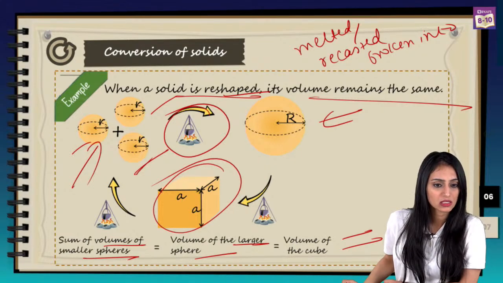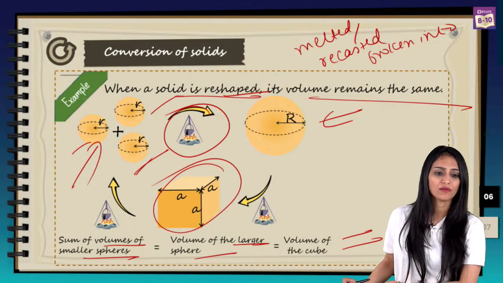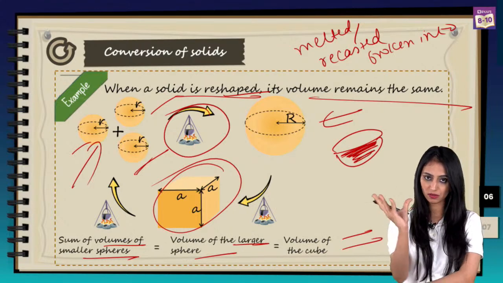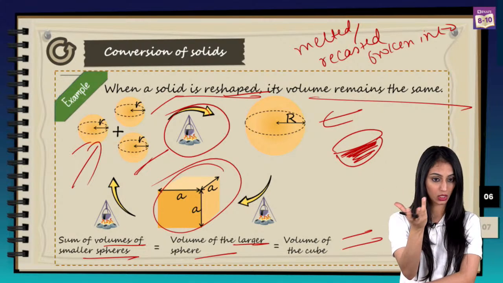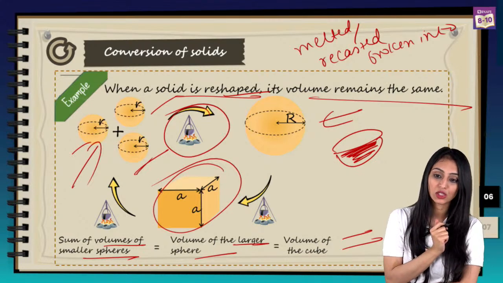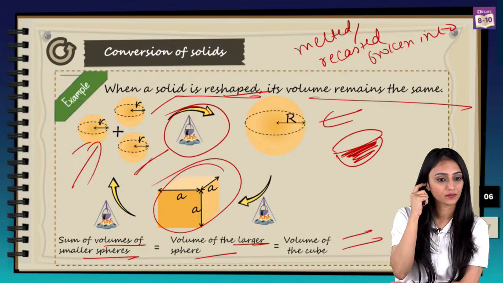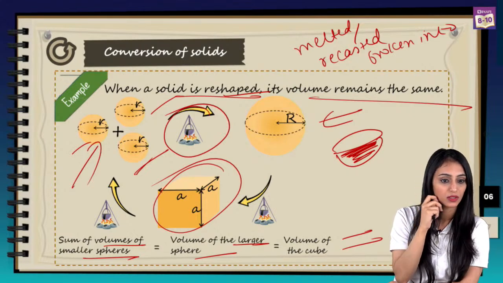Ma'am, when we see CSA of hemisphere, do we consider circle in the bottom? No. When we are talking about CSA of hemisphere, this is a hemisphere. We are only considering this surface, right? This surface, when you talk about a bowl, right? When we say TSA, then we consider the top part also, right? Varuna, I think I have answered your question.